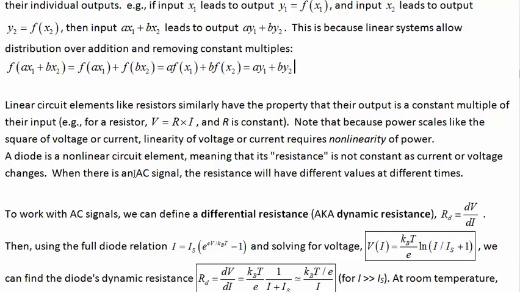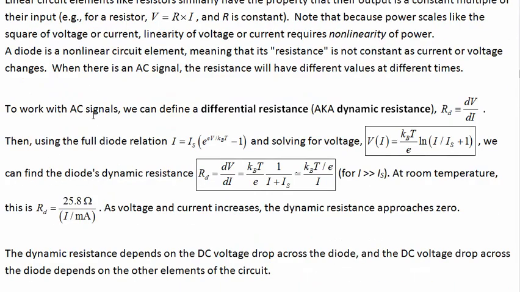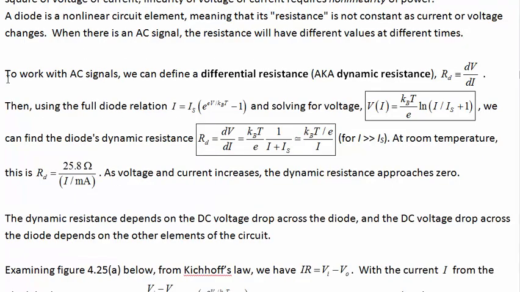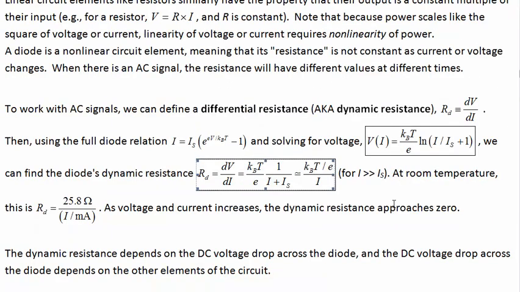However, a diode is a nonlinear circuit element, so its resistance is not a constant as current or voltage changes. This means you have to be careful if you're going to try and use superposition with nonlinear circuit elements. It's not going to work the same. What we can do is define a dynamic resistance for a diode if we want to work with AC signals. Basically, the dynamic resistance is defined as the derivative of the voltage across the diode with respect to the current through the diode.